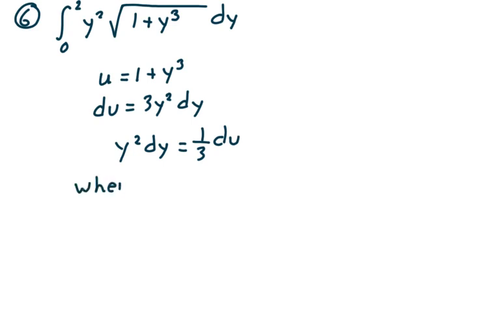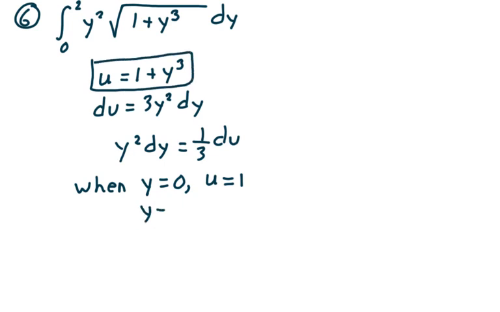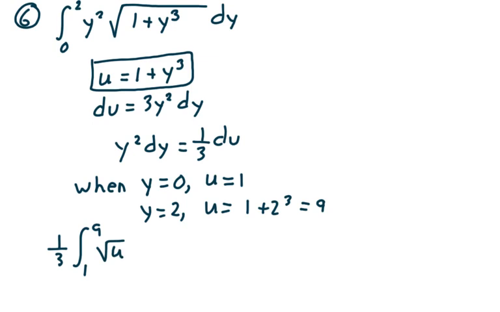When y is 0, u equals 1. I'm plugging in up here. And then when y equals 2, u equals 1 plus 2 to the third, which is equal to 9. And so this is 1/3 the integral from 1 up to 9 of square root of u du.